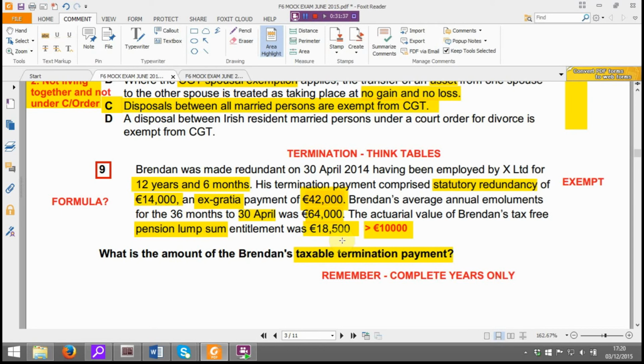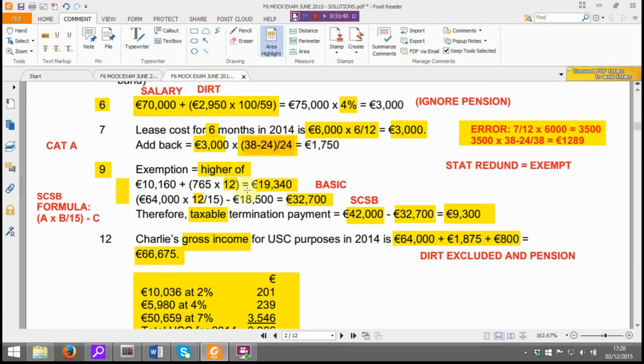So, in effect, what we're saying is that the additional 10,000 that we would add on to provide the increased basic, to make it up to 29,340, isn't in play here. It isn't in play because the lump sum pension value, the actuarial value, is too high. It's more than 10. So in effect, the increased basic is the same as the basic.